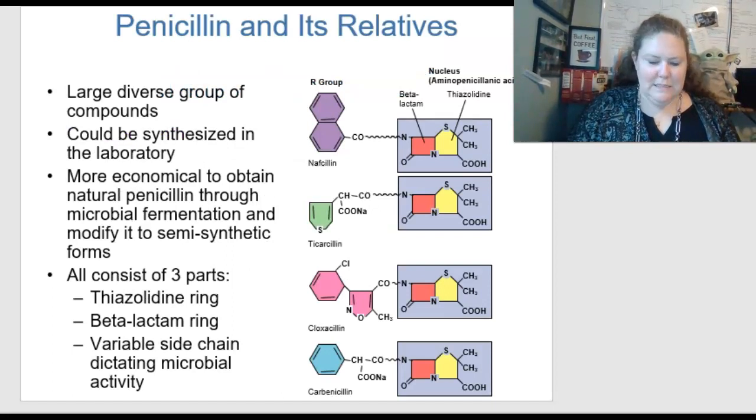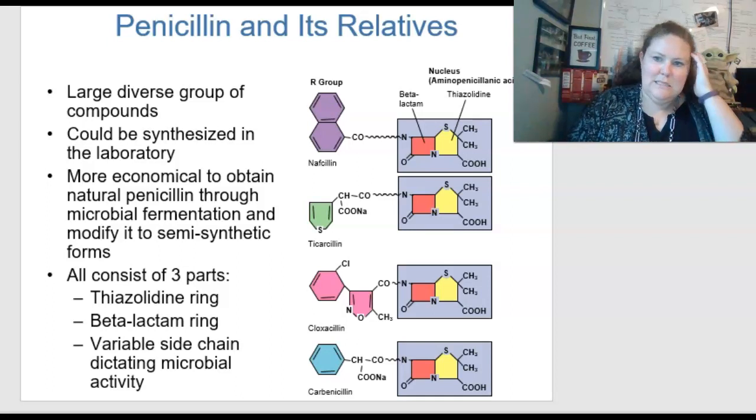So when you talk about penicillin versus the other closely related relatives, this would be a large and very diverse group of compounds that can be synthesized in a lab, right? So we can make a lot of them rather quickly. And these are more economical to obtain since we can grow them on command, rather than through microbial fermentation, and we can modify it to a semi-synthetic form.